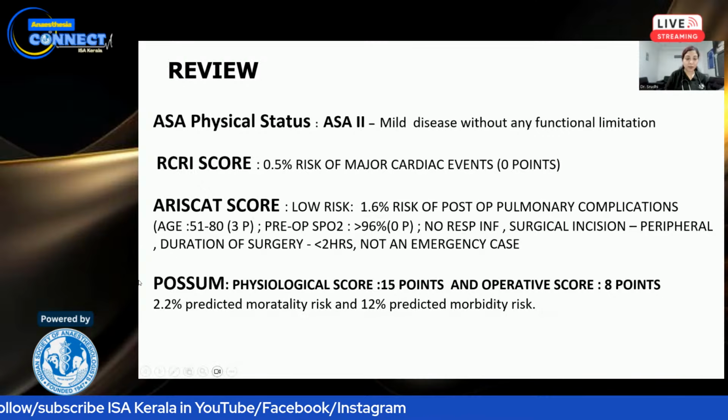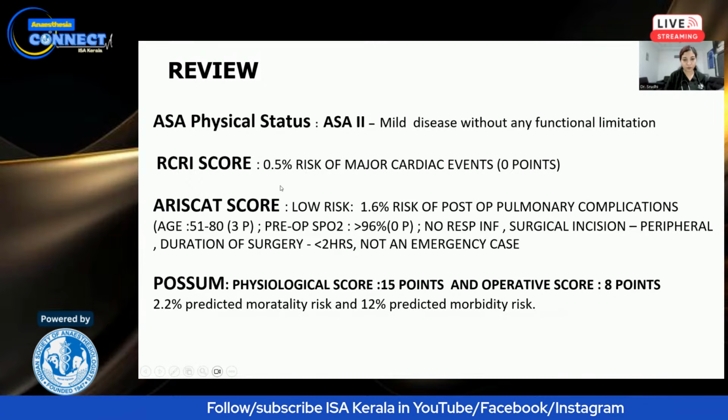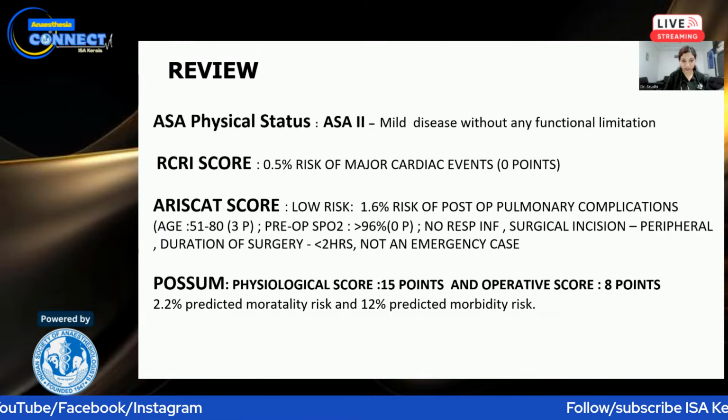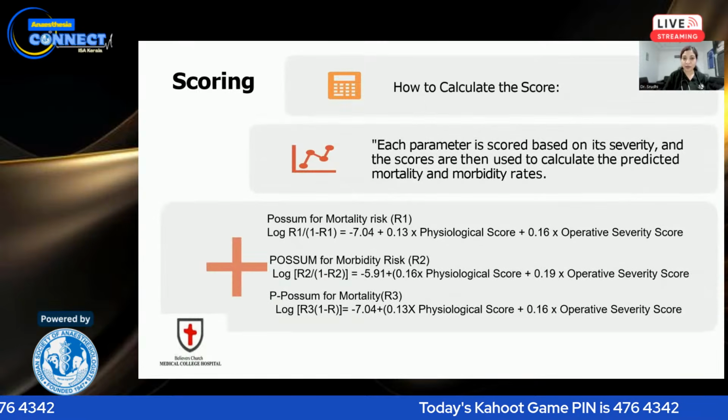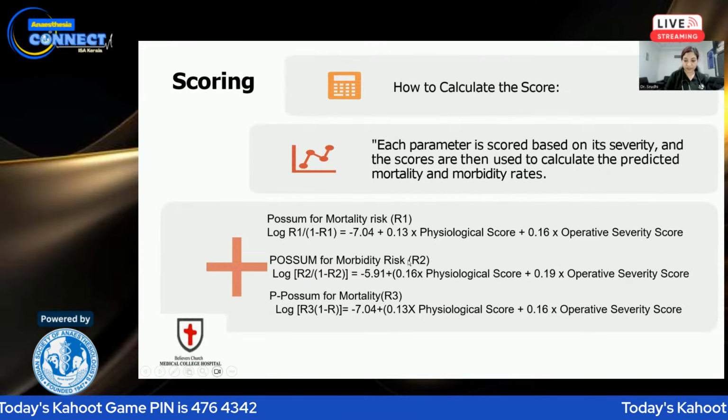Let's now review what we have learned for the past few weeks. This case will come under the ASA physical status of ASA 2 with mild disease without any functional limitation, the RCRI score of 0.5% risk of major cardiac events, and the ARISCAT score of low risk with 1.6% risk of post-op pulmonary complications. And the physiological score of POSM will be 15 points and the operative score, as we have discussed, will be 8 points. How to calculate the POSM score? These are the equations for the POSM for mortality risk and morbidity risk.